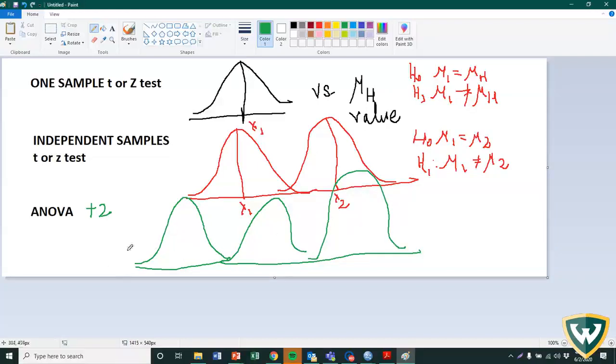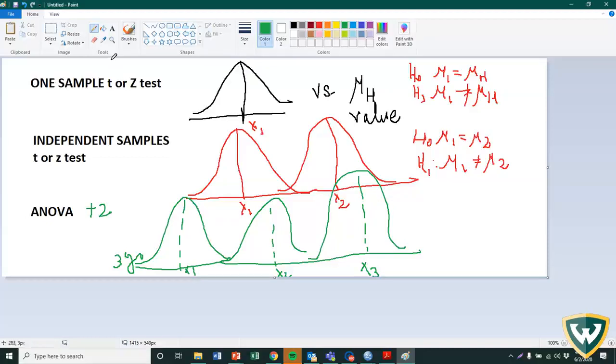So let's just say I am looking at an example of three groups, three samples here. And so this is your x1, this is your x2, this is your x3. The results for your ANOVA test are going to tell you if there is any difference between any of these means. I will elaborate on that in a second.